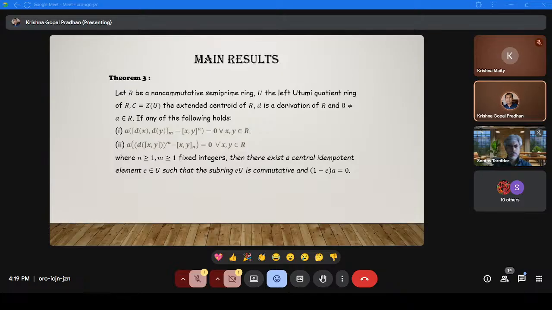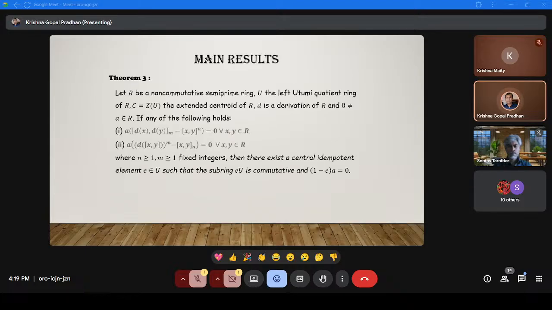Here, let U be the left Utumi quotient ring of R and C the extended centroid of R, D a derivation of R, and A belonging to R. If any of these following two identities hold, then there exists a central idempotent element E belonging to U, such that the subring EU is commutative and (1 minus E) times A is 0.